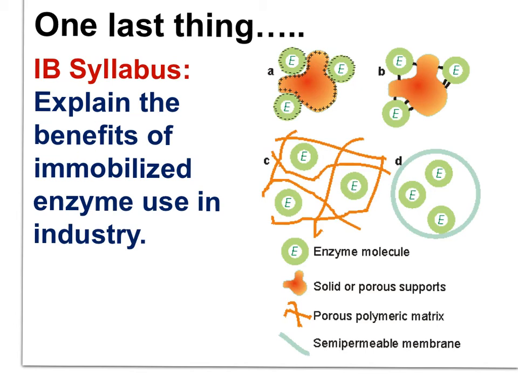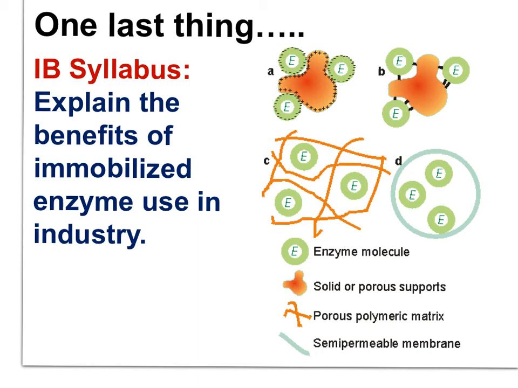Explain the benefits of immobilized enzyme use in industry. Immobilized enzymes are widely used in industry. Immobilized enzymes are enzymes whose movement is restricted by being attached to a surface or other material. Enzymes can be attached to glass or held within a gel or attached to a membrane. The use of immobilized enzymes allows enzyme concentration to be high, increasing the formation of product. The enzymes can be reused, saving money.